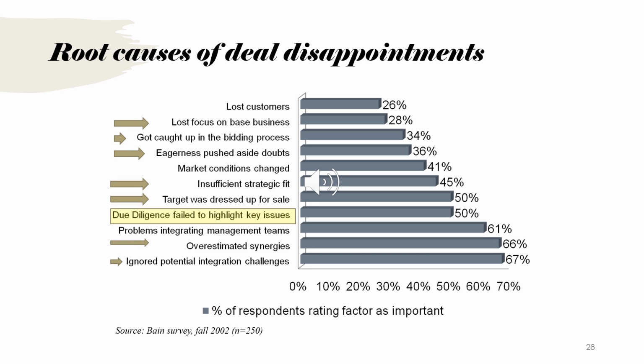There are many surveys that identify the root causes of deal disappointments. This is one from Bain, which is a consultancy, in 2002, but there are dozens of these. And if you look at the chart, you'll see that 70% or 67% of respondents cite ignored potential integration challenges, which suggests, of course, that you should have thought about those before you did the deal. And above that, overestimating synergies. And then above this, problems of integrating management teams. And then at 50%, they say due diligence failed to highlight key issues.